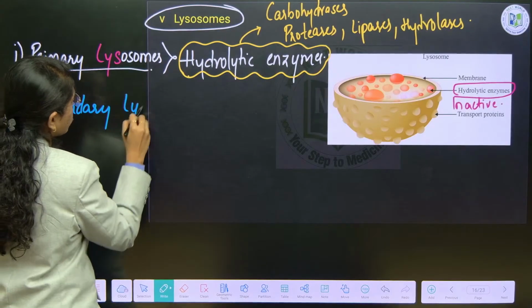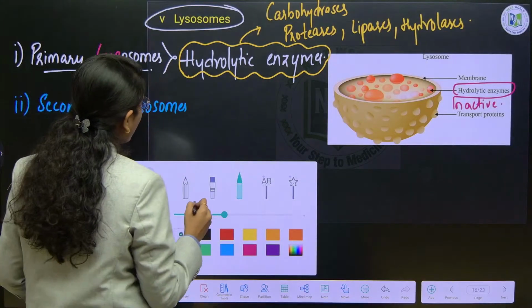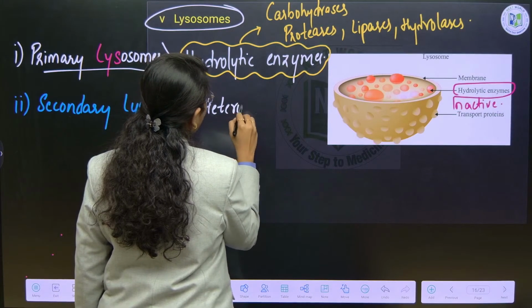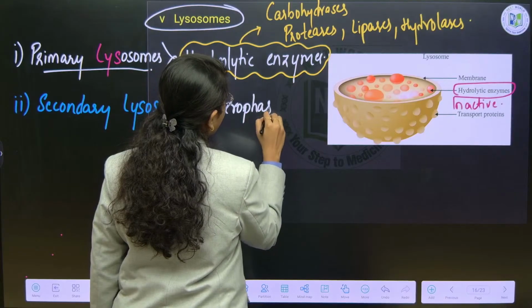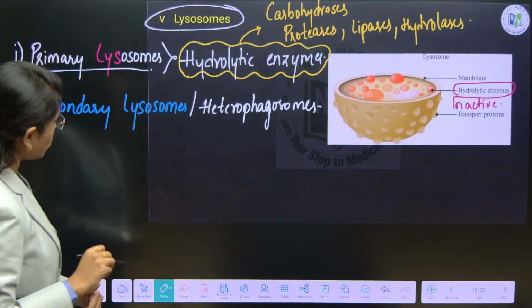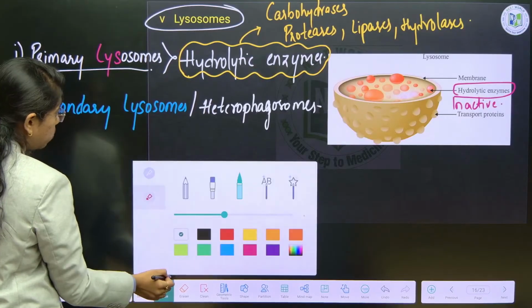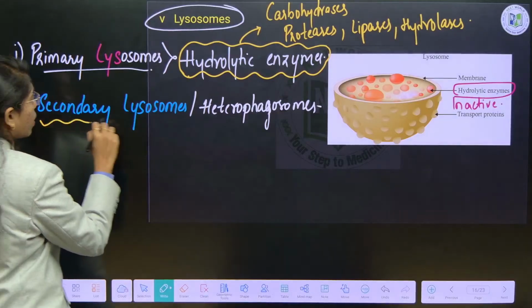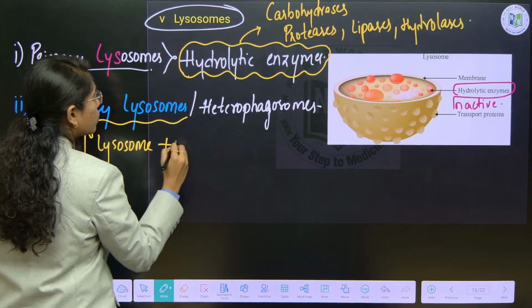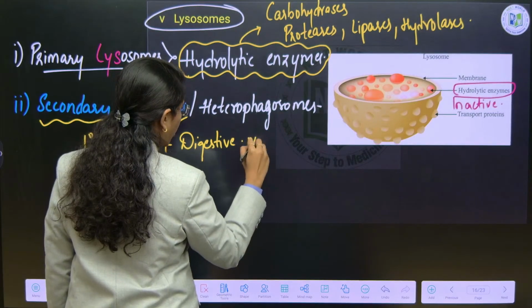Secondary lysosomes are also known as heterophagolysosomes or digestive vacuoles, heterophagosomes, or digestive lysosomes we can also call them, because these secondary lysosomes are nothing but a primary lysosome along with a digestive vacuole or a molecule, you can say.